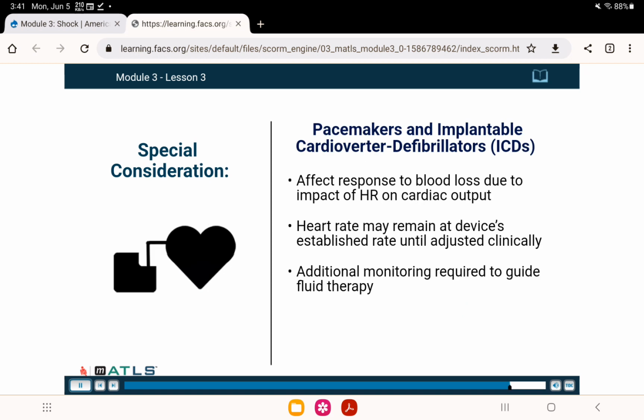Patients with pacemakers or ICDs with pacemakers are unable to respond to blood loss as expected. Their heart rate may remain at the device's set rate regardless of volume status. In many of these patients with myocardial conduction defects, additional monitoring is required to guide fluid therapy. Many devices can be adjusted to increase heart rate if clinically indicated.